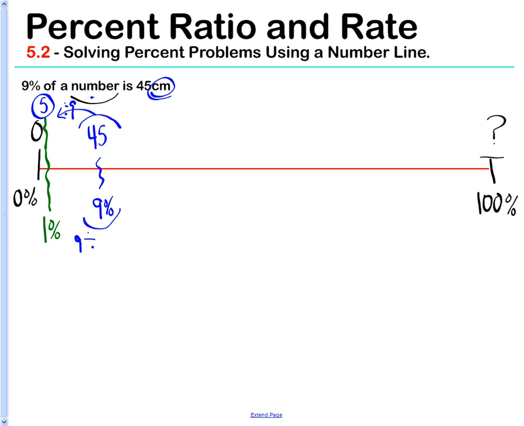Now it's easy. All we have to do to turn this into 100, again, same thing, multiply by 100. We do the same thing with our 5, multiply it by 100, and we get 500.